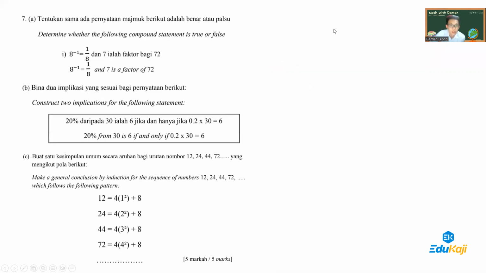Question 7. Determine whether the following compound statement is true or false. For an 'and' statement, basically as long as one of it is false, the whole thing is false. 8 to the power of negative 1 is 1 over 8, that is true. 7 is a factor of 72, that is false. So this is false. One of it is false. So it's false because it's an 'and' statement.